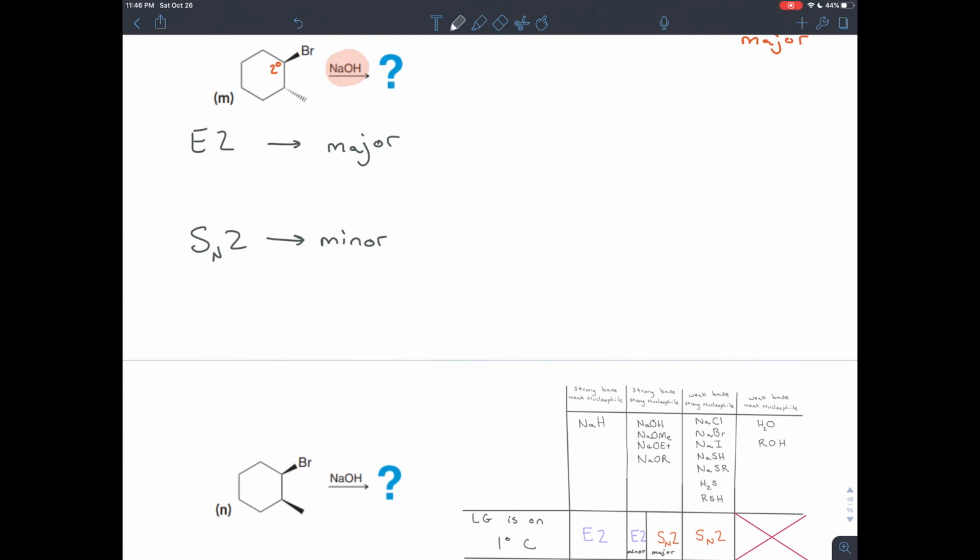Okay, so what would the E2 products look like? Well, the carbon that has the leaving group bonded to it, that is the alpha carbon. And each of the carbons bonded to that are beta carbons. So we have 2 beta carbons here. So we can get 2 different elimination products.